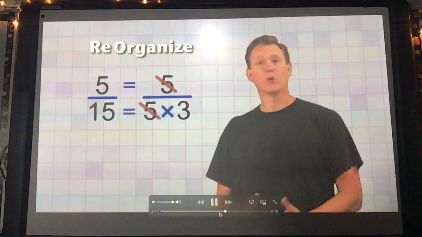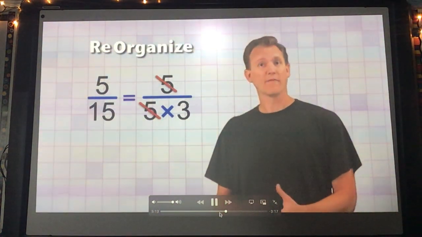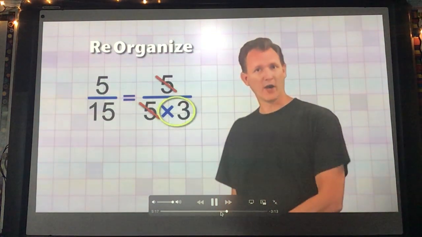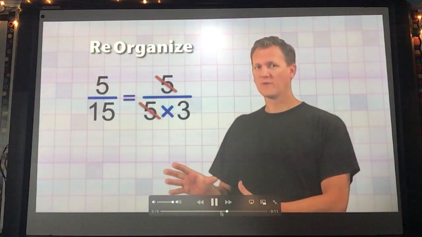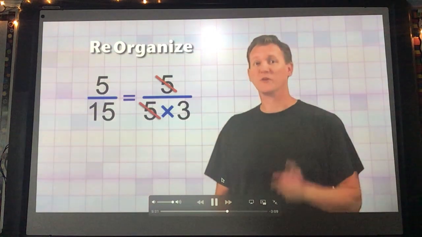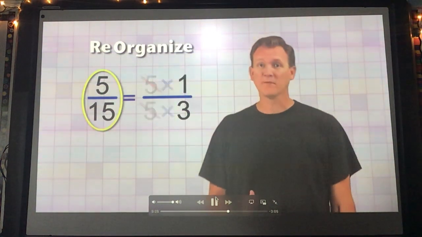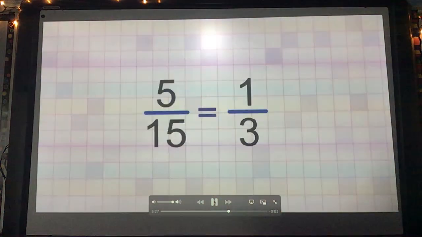Step 3 is to reorganize our answer. Now we don't have any factors that need to be recombined by multiplying. We just have a 3 on the bottom, and we don't have any factors left over on top. But you'll remember that there's always a factor of 1. So 5 over 15 simplifies to 1/3.